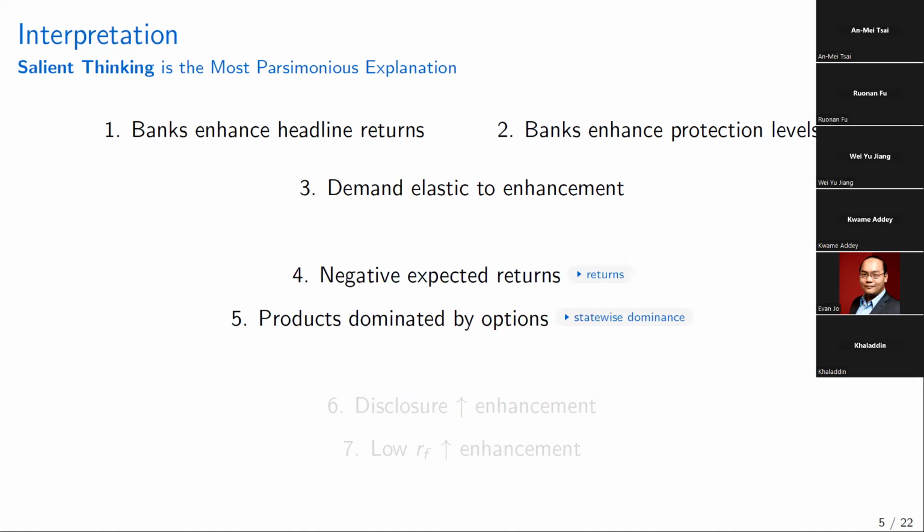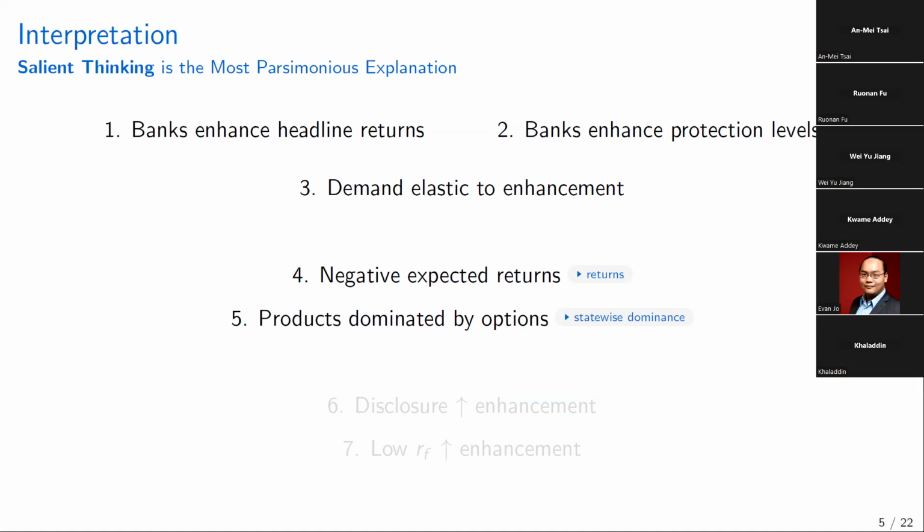It can explain why, on average, the market for yield enhancement products has negative expected return. These expected returns are negative because the embedded fees wipe out all the equity premia. This is something that has been shown more than a decade ago by Neil and also by my job market paper. So through the lens of salient thinking, you can actually reconcile this puzzling result.